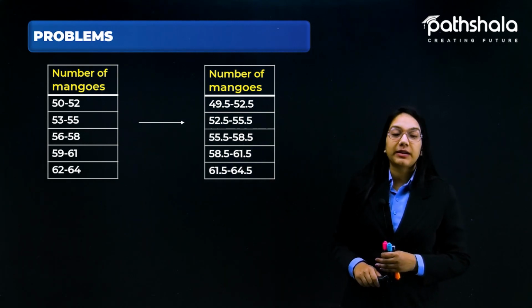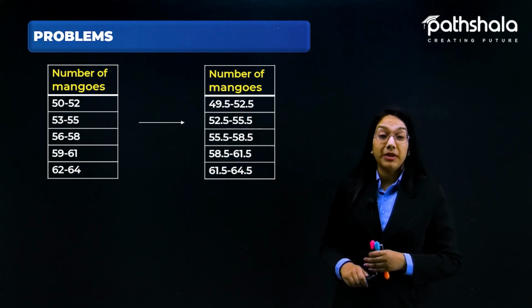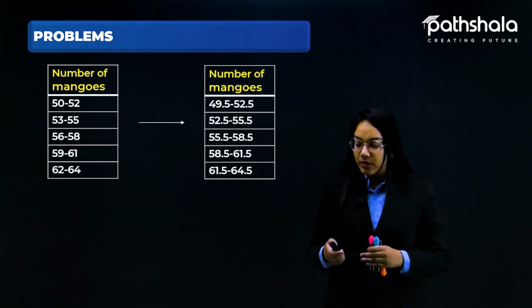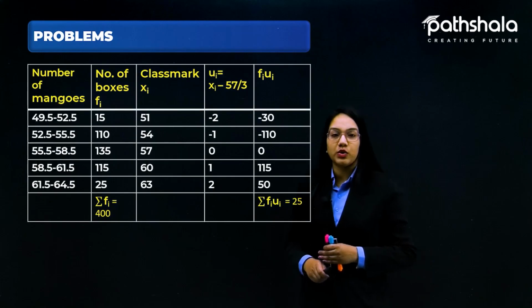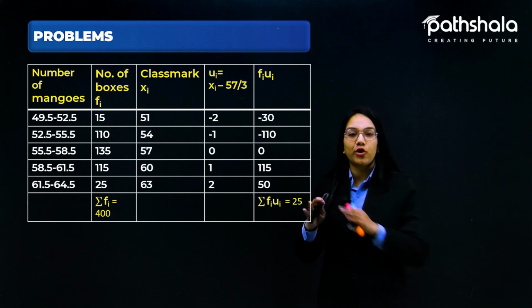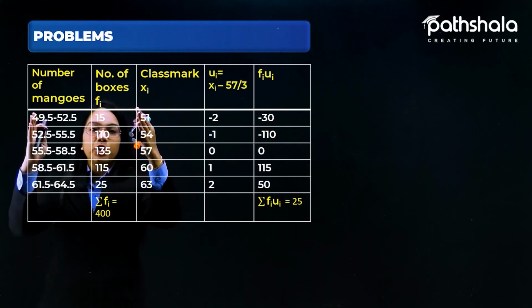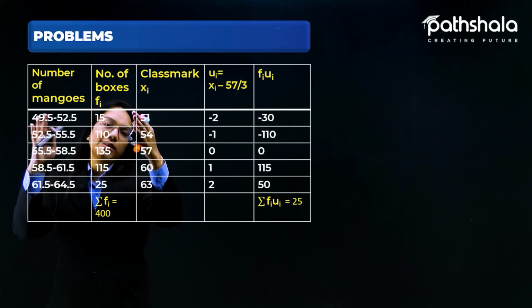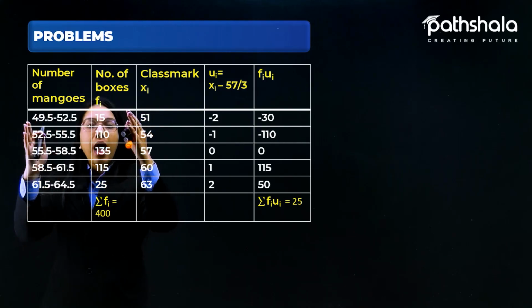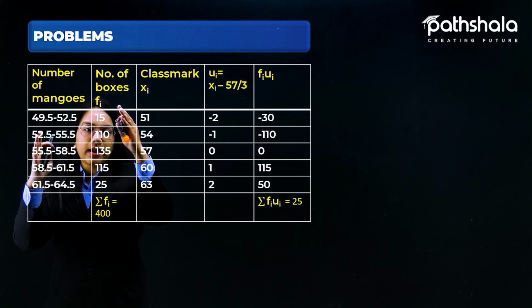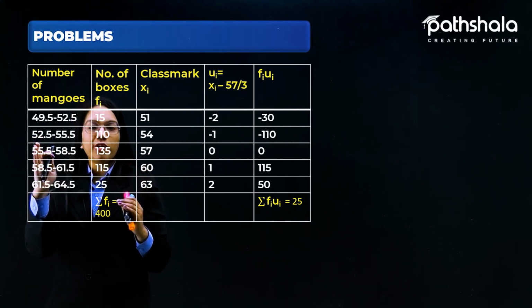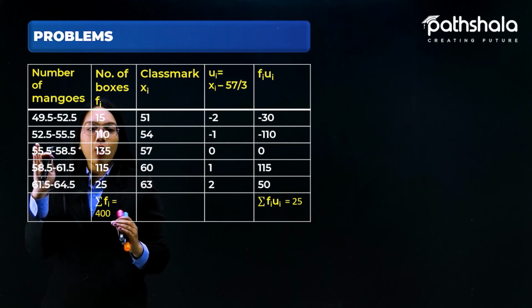Here I'm using the step deviation method to find the mean number of mangoes. Using this particular table, first neglect all the columns except these two. These are the number of mangoes in continuous form, and these are the number of boxes, which I'm taking as fi. So these are the fi's. Now I'm taking the sum of all the fi's, which comes out to be 400.